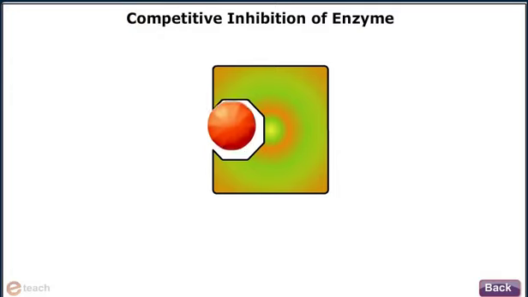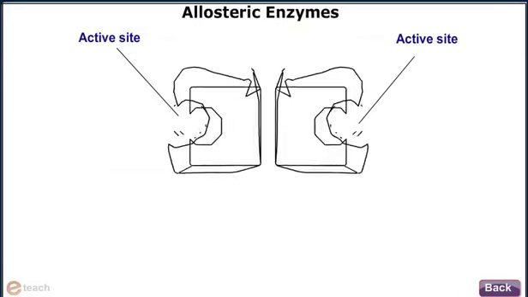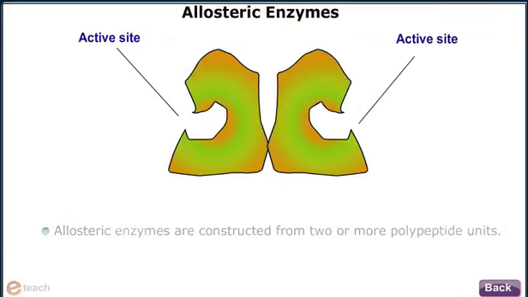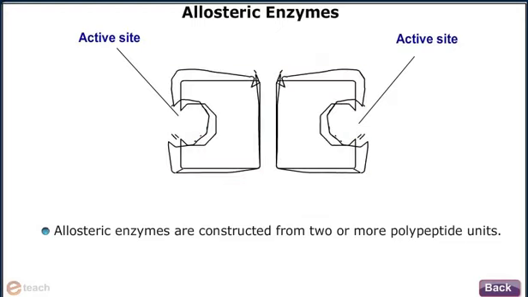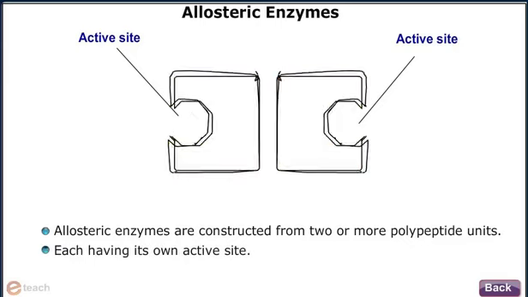Competitive inhibition of enzyme. When the inhibitor closely resembles the substrate in its molecular structure and inhibits the activity of the enzyme, it is known as a competitive inhibitor. Allosteric enzymes. Allosteric enzymes are constructed from two or more polypeptide units, each having its own active site.